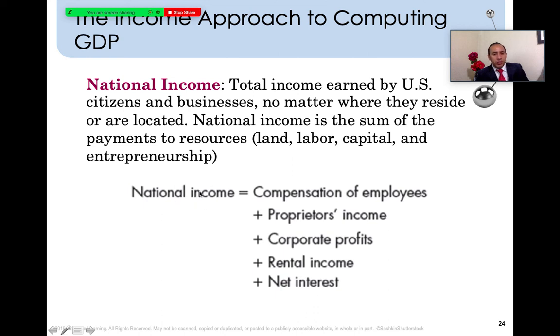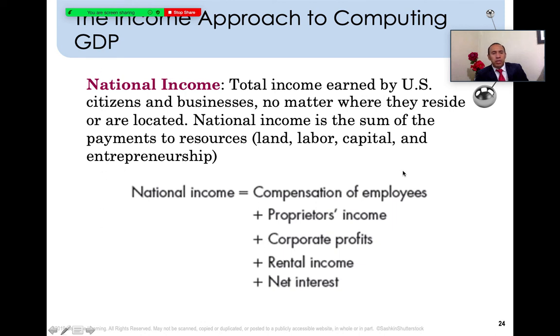Where do we get national income? The employees that work receive income, proprietors' income, corporate profits, rental income, and net interest. Interest earned on capital, plant, equipment. The national income here includes all of the compensation to the workers, all of the proprietors' income, all of the corporate profits, all of the rental income received, and any interest received. This is more of an accounting mechanism.